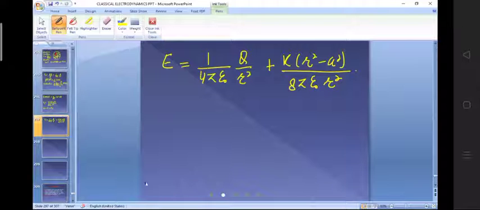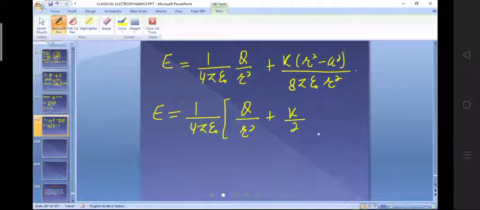Now next what I can do is this. Let me modify it a bit. I will make a small modification here. So what I can take common here is this 1 by 4 pi epsilon naught. Then here I can write it like this, q divided by r square. And what will come here, beta? Here it will be plus k divided by 2 multiplied by 1 minus a square by r square. Right? Okay. Now it's a function of r.